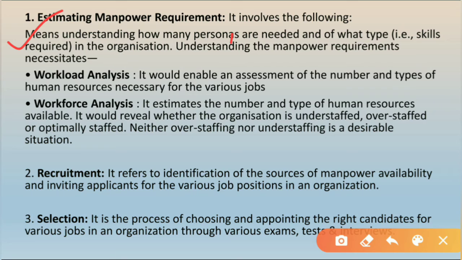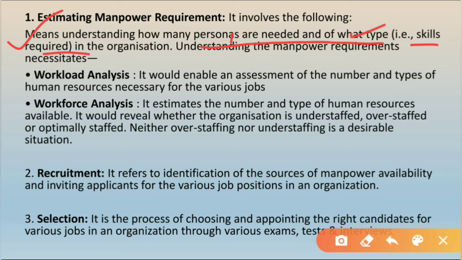Okay, now students, estimating manpower requirement is very simple to understand. The word estimating means estimating how many people are needed to fill the job positions. It means how many persons a manager needs to fill the job position and what type of skills or qualifications are required. Okay, that is estimating manpower requirement. Manpower here means the human beings, meaning the employees, right?